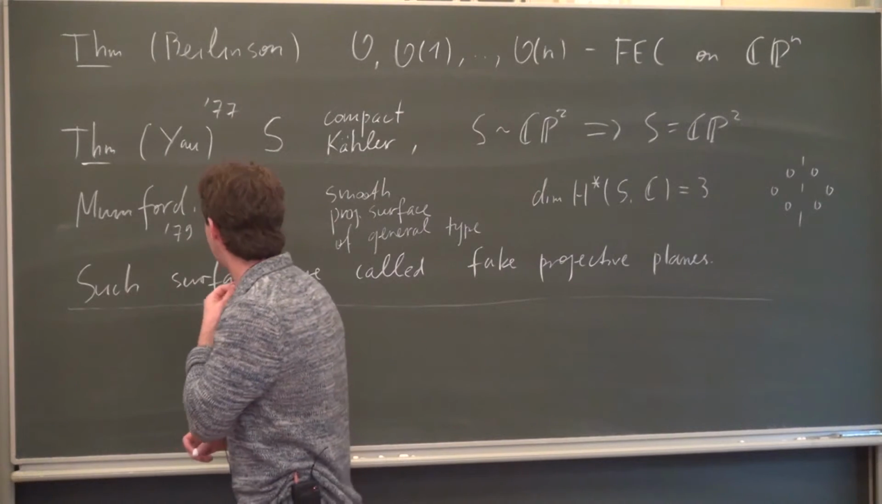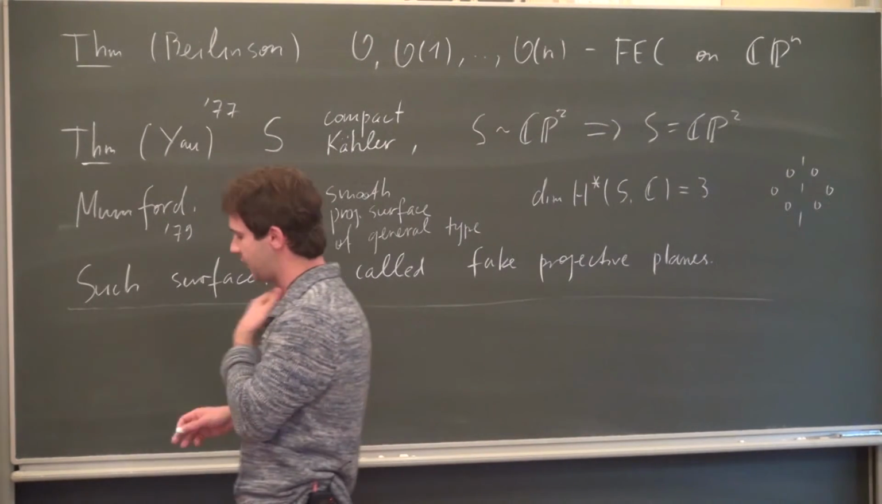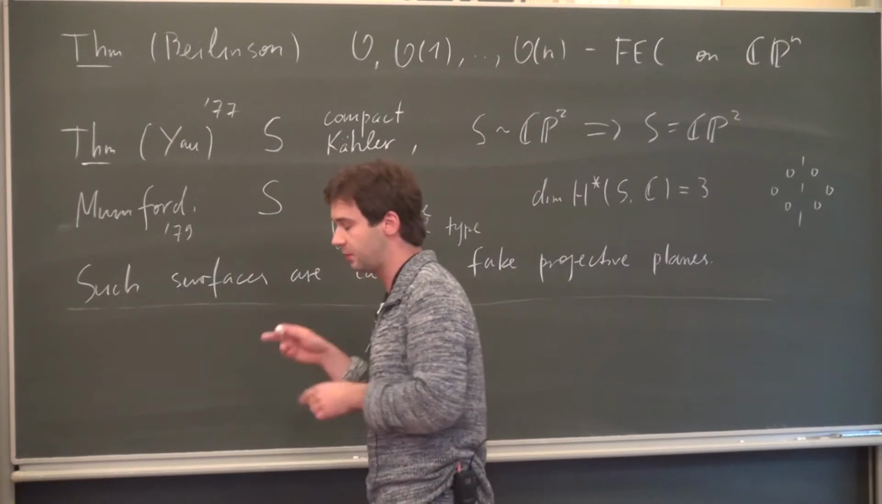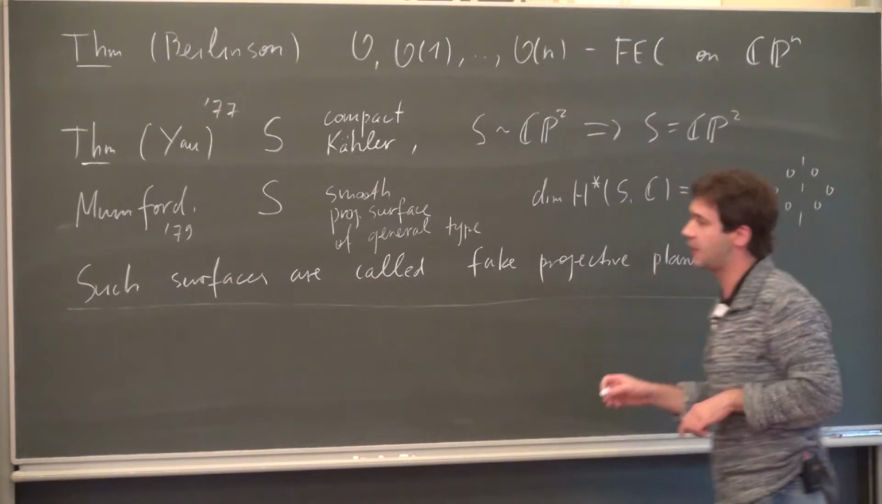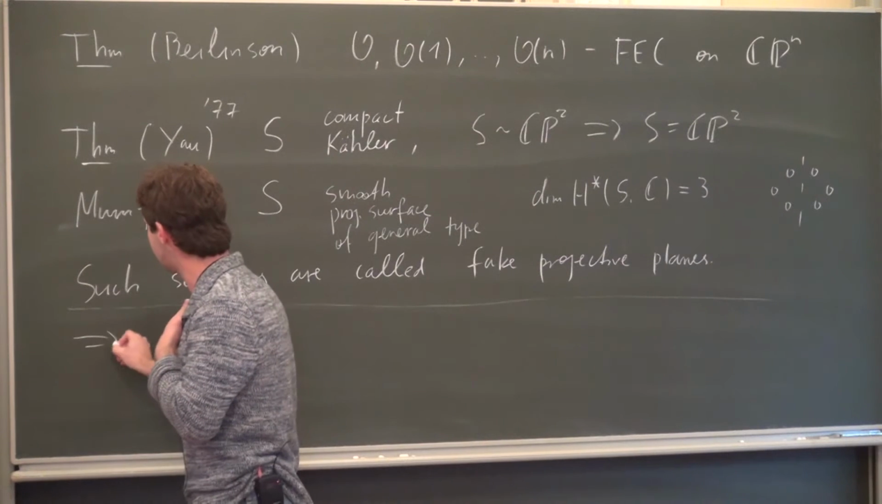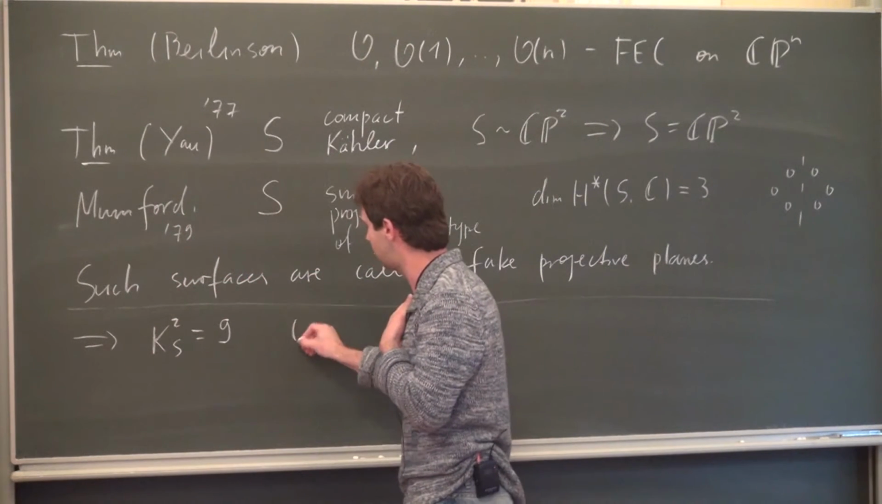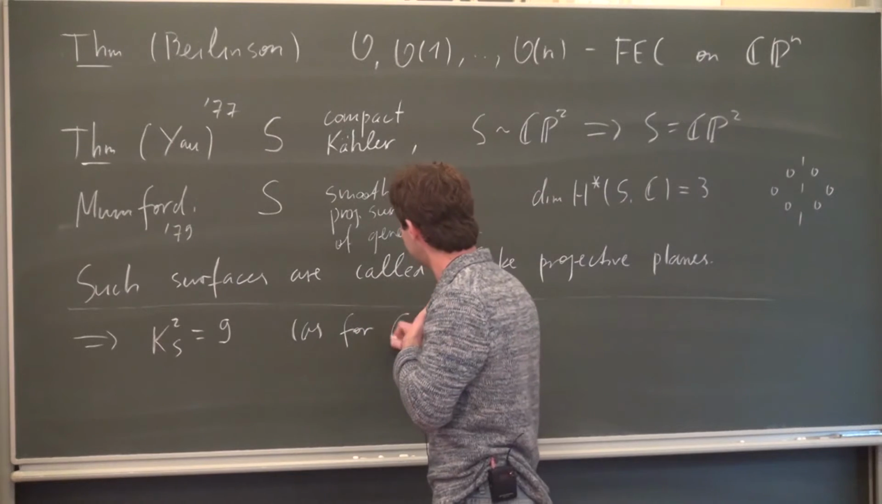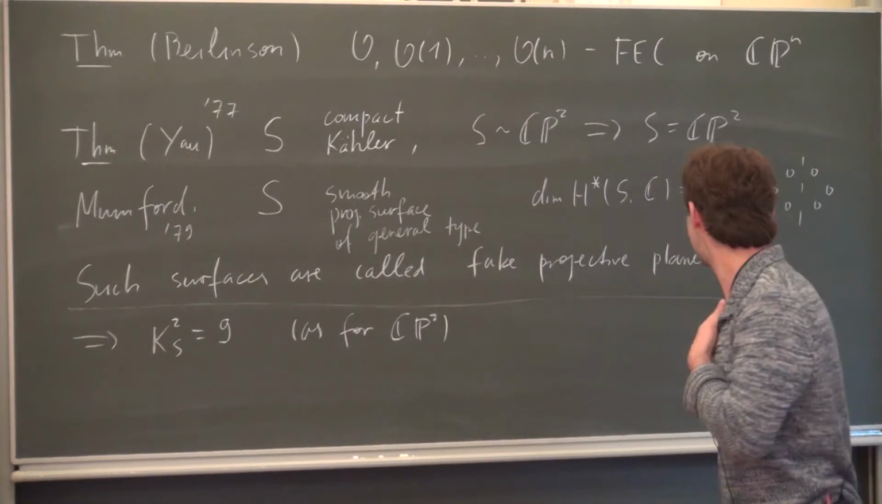Okay. So formally it's right. For surfaces, all the numerical invariants are related. So it's easy to see that these three imply that the canonical class squared is 9, the same as for CP2. So what else can we say a priori?